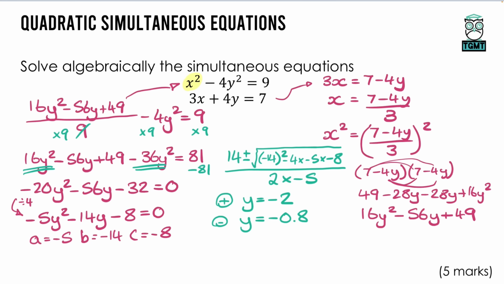I now just need to find the x values. Now I've got two that I need to find, and our equation for x is up here. So to get x, it's 7 take away 4y, all divided by 3.